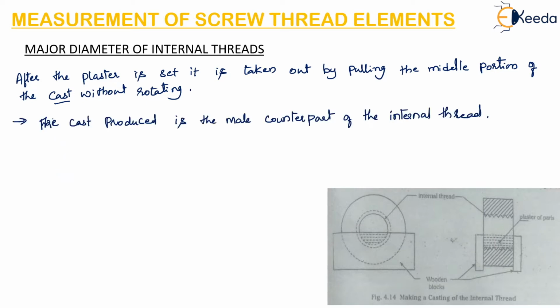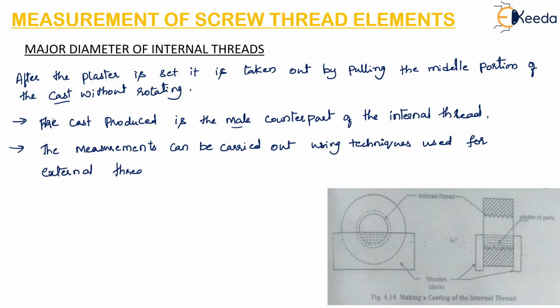After producing this male counterpart, we will get the external threads. Those external threads can be measured by using the techniques which we use for external threads. So this is how we can measure the major diameter of internal threads. The next one is the measurement of minor diameter. So how do you measure the minor diameter?